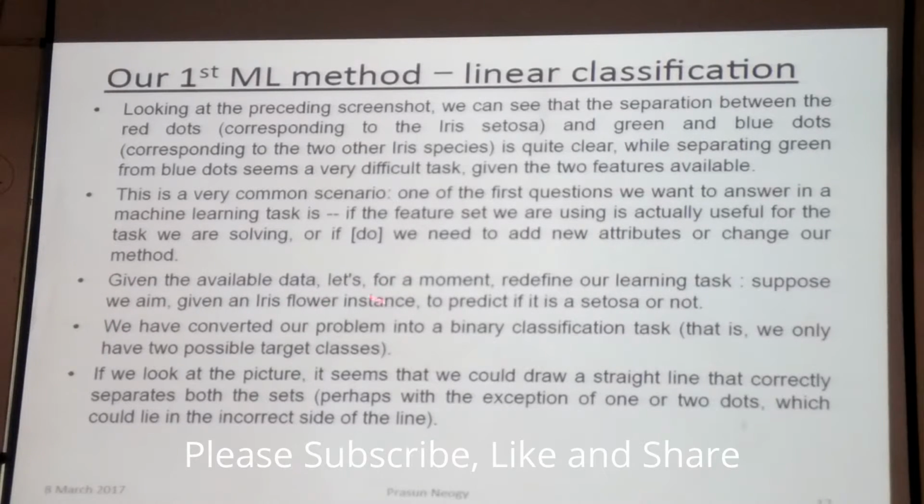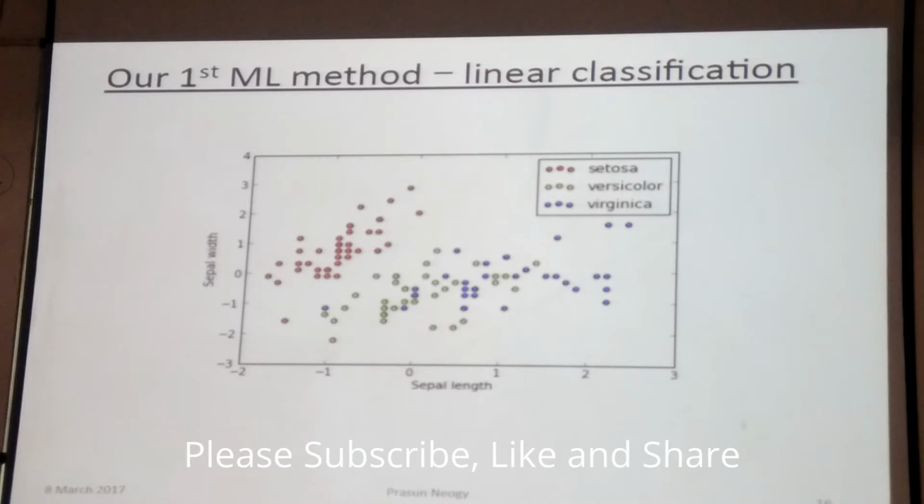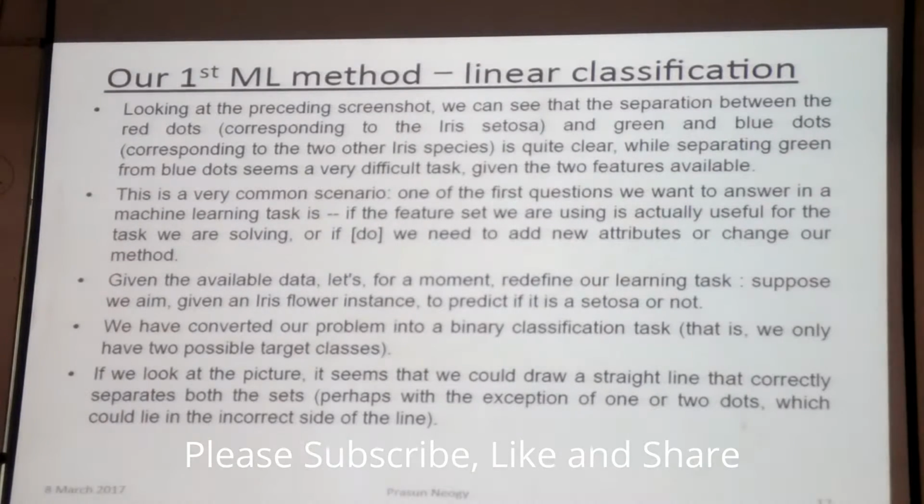So given the available data, let's for a moment redefine our learning task. Suppose we aim, given an iris flower, to predict if it is a setosa or not. Now that is very simple, right? Whether it is coming towards the red side or not. Because the further classification in the downside is difficult. So that is why it has changed. So now we have converted our problem into a binary classification task.